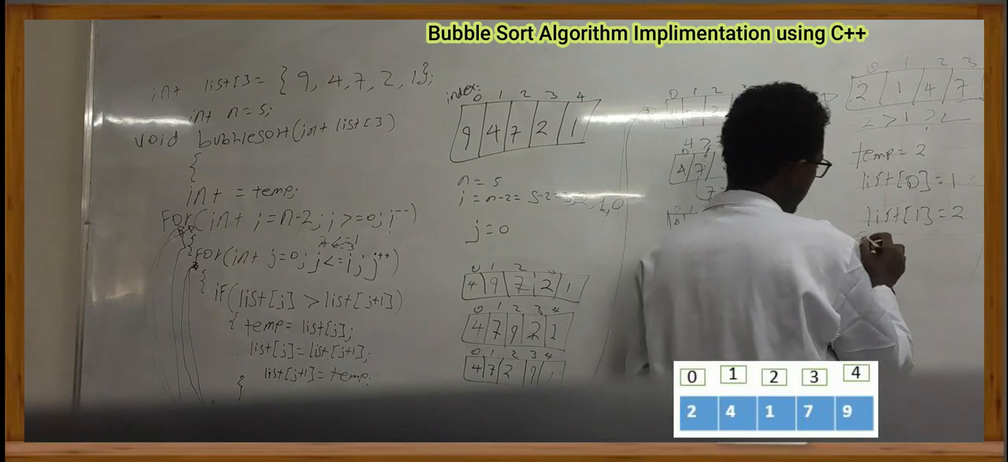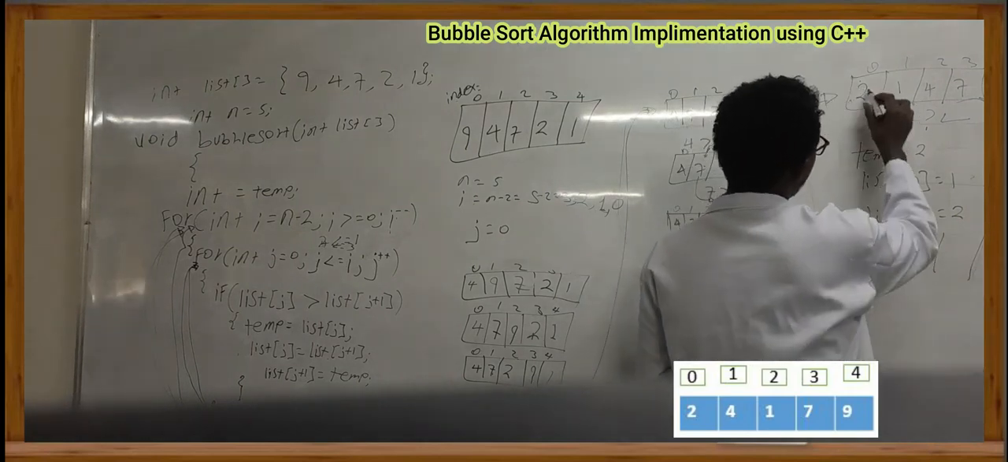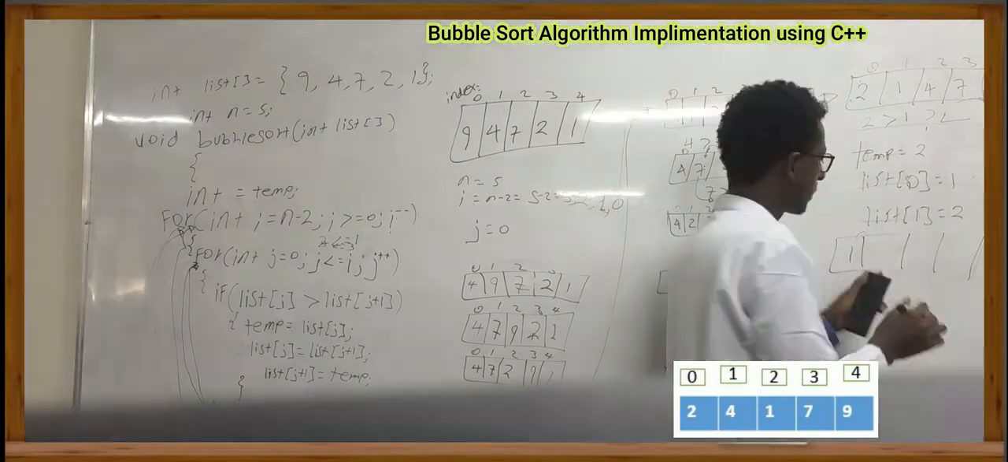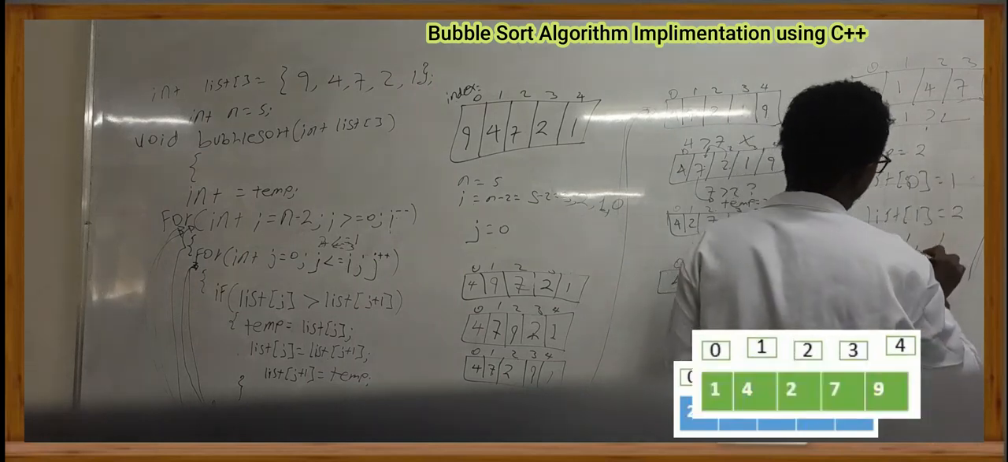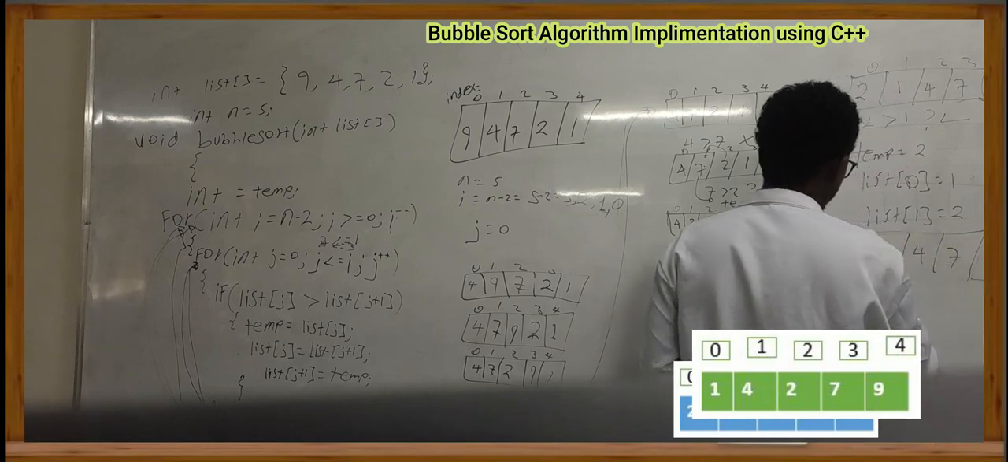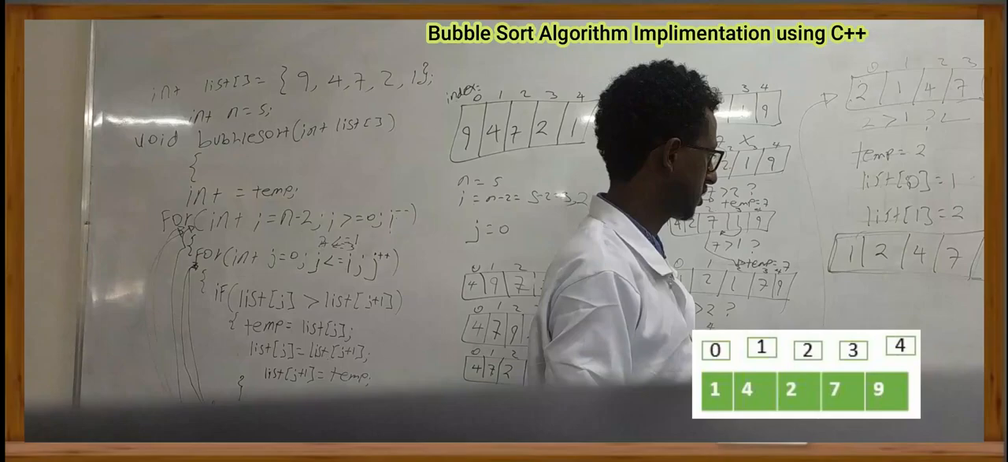Then the new array looks like this one. 2 and 1 are swapped, but list of 0 is 1 here, and list of 1 is 2. Then 7 and 9 were previously already sorted. Then this is the sorted list or array using bubble sort.